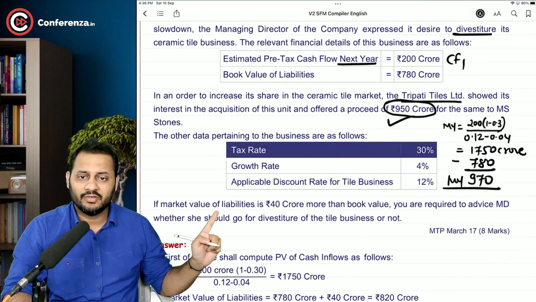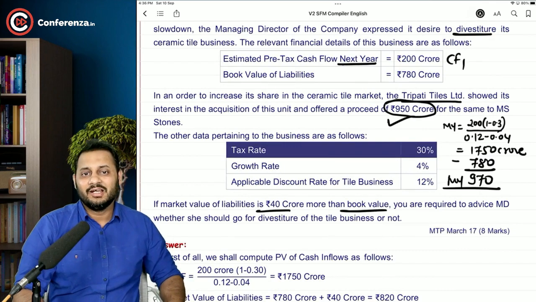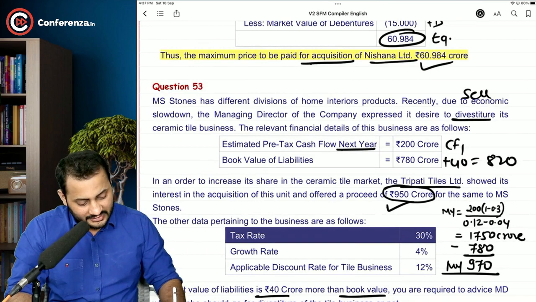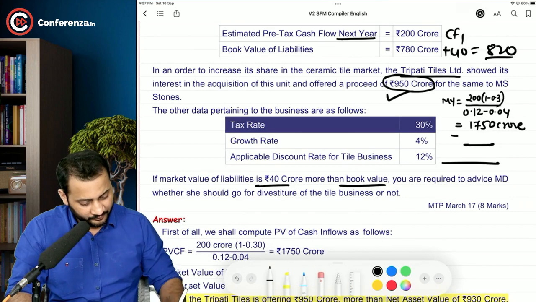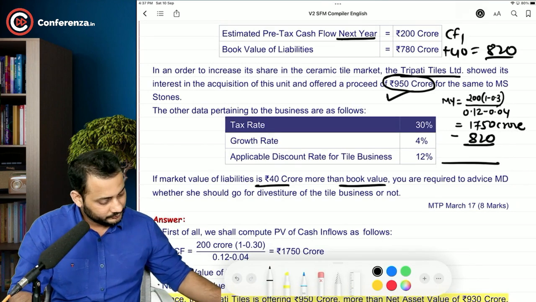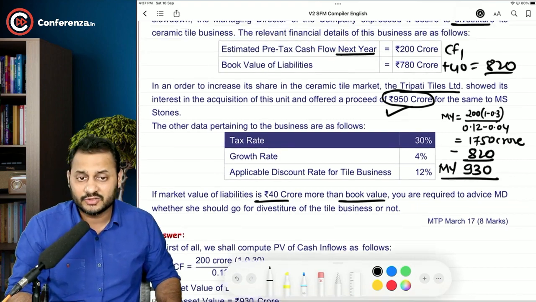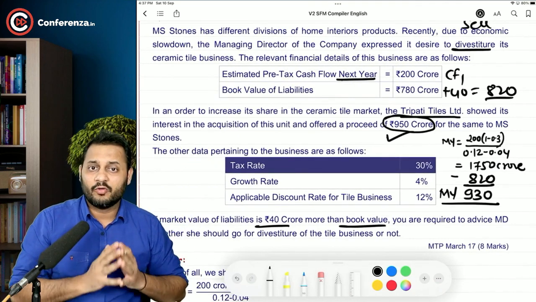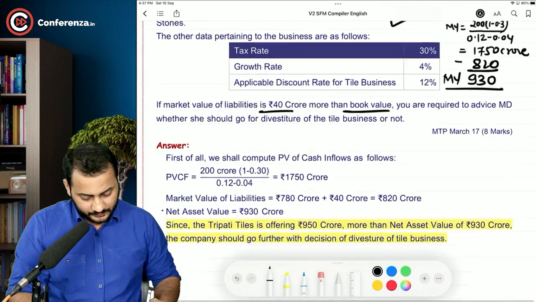If the market value of liability is 40 crore more than the book value of 780 crore, what will be the market value of liability? It's 820. So how much should we deduct? Instead of 780, we will be deducting 820 crore. So 930 becomes the theoretical market value of our ceramic tile business, for which Tripati Tiles Limited is offering us 950 crore. They are offering 20 crores more than the existing value.